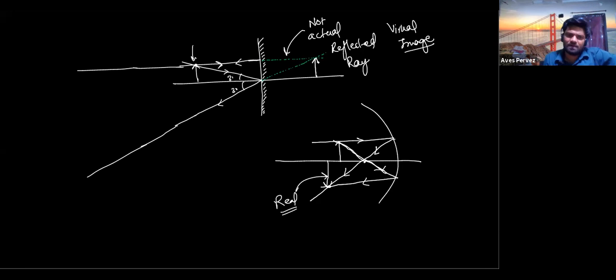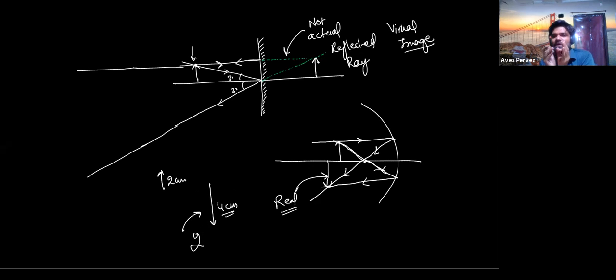For example, if I have an object of 2 centimeter length, and the image formed by any mirror, I'm not talking about the plane mirror or anything, is of 4 centimeter, how many times is this image magnified? Two times, twice its original. So here we say that the magnification is 2.